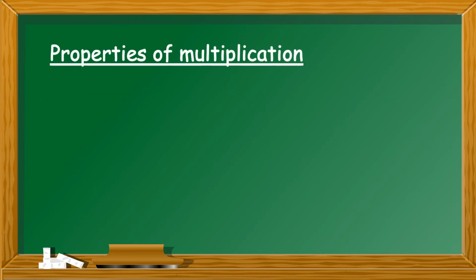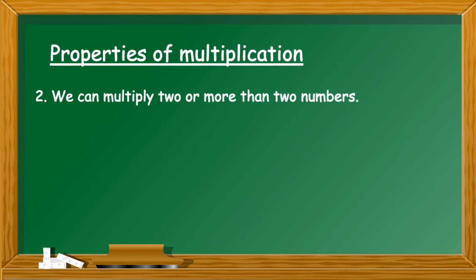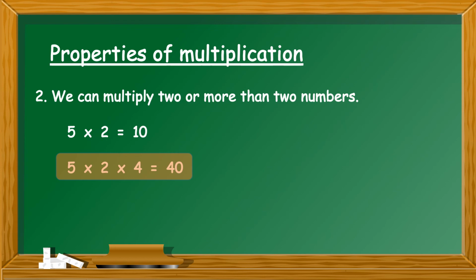Property number 2. We can multiply 2 or more than 2 numbers. For example, we know that 5 into 2 is equal to 10. But suppose I ask 5 into 2 into 4. Is it possible to find the product? Yes, it is. First you will do 5 into 2, which is equal to 10, and then you will multiply 10 into 4, which is equal to 40. Hence, 5 into 2 into 4 is equal to 40.